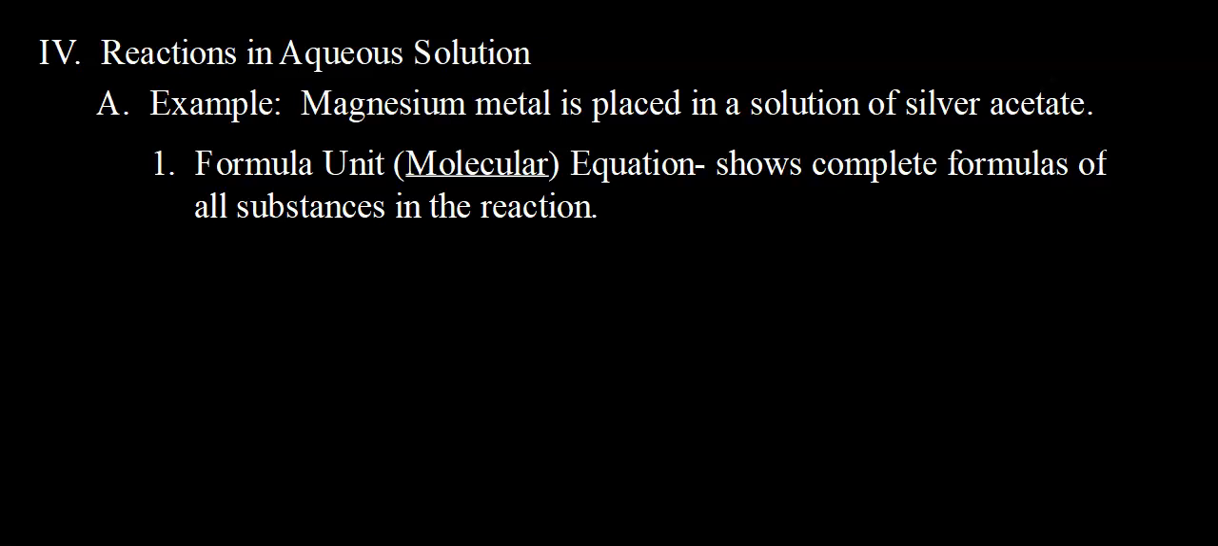Magnesium metal is placed in a solution of silver acetate. So this is a single replacement reaction. We'll learn officially about that later on in our lesson. There's different equations we can write. Let's start off with the formula units or molecular equation. This shows the complete formulas of all the substances involved in the reaction. So this is probably what you typically think of with a chemical equation. So let's go ahead and write this equation.